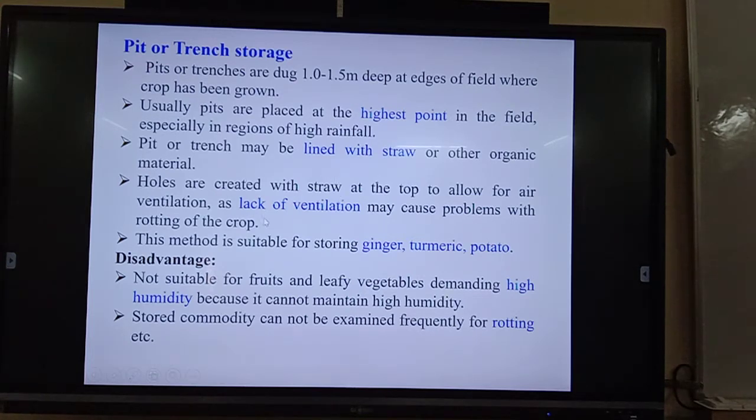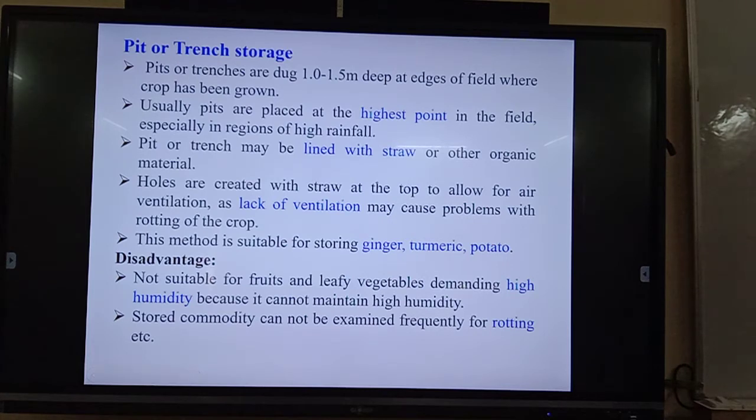So we have to keep some holes in between the straw or the produce, so that we can properly provide ventilation. This method is especially used for ginger, turmeric and potato. But here again you can see there are two disadvantages of this particular system.